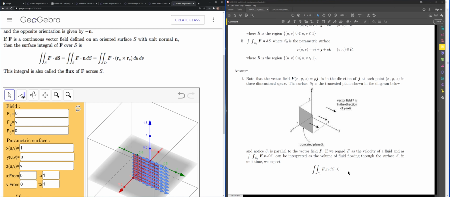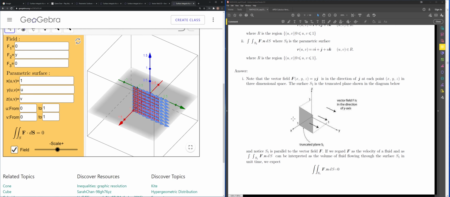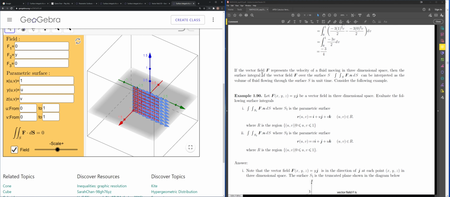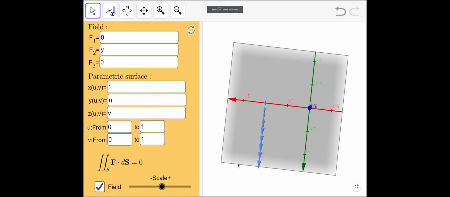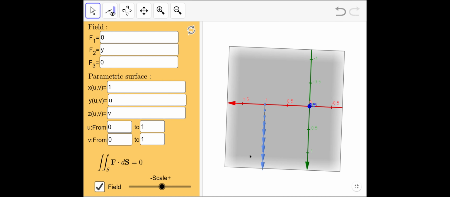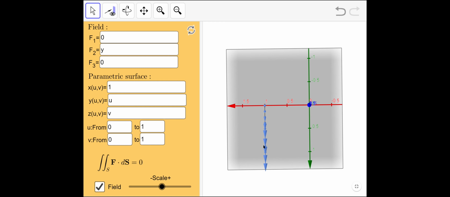And you want to remember what your interpretation is for your surface integral of a vector field. The surface integral of a vector field has the interpretation as the amount of fluid flowing through the surface S in unit time. But in this case here, you don't have anything flowing through the surface S. It is just flowing along the S1 over here. So nothing is actually cutting across. It's just flowing along the S1.